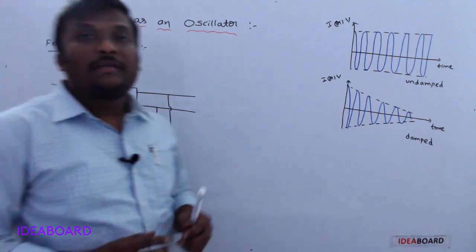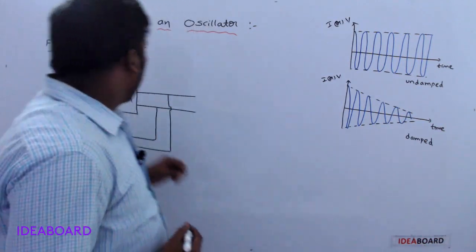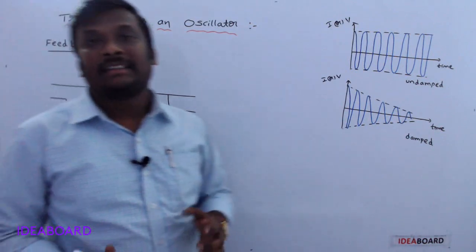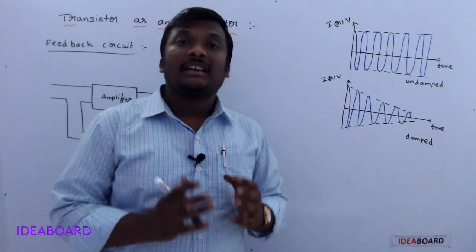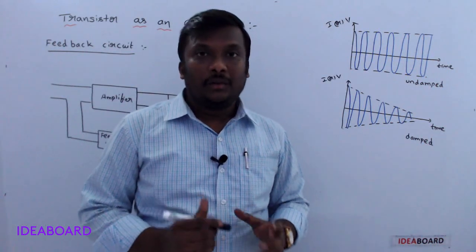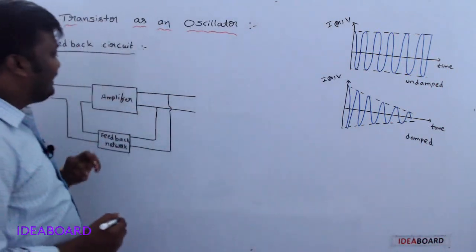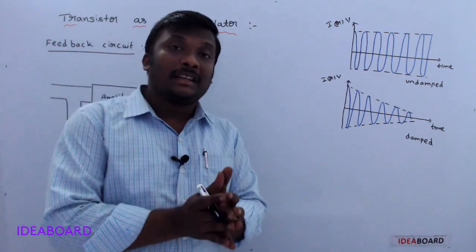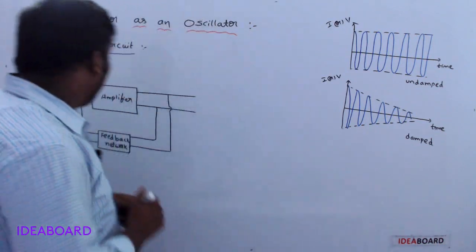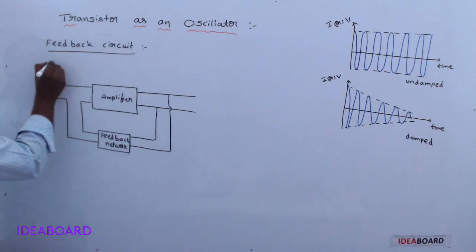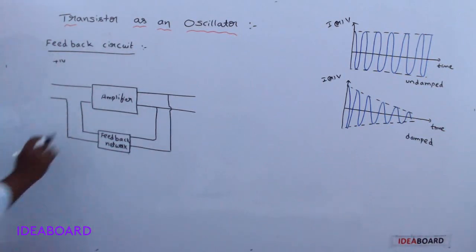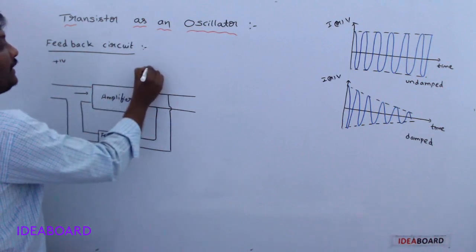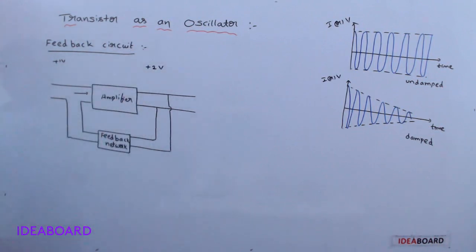So the second point is feedback circuit. In a feedback circuit, we may consider one amplifier. We know an amplifier is a device which increases the strength of a weak signal. Suppose it increases the strength of the input signal by double. That means if you take 1 volt and pass it through the amplifier, it becomes doubled, 2 volt.